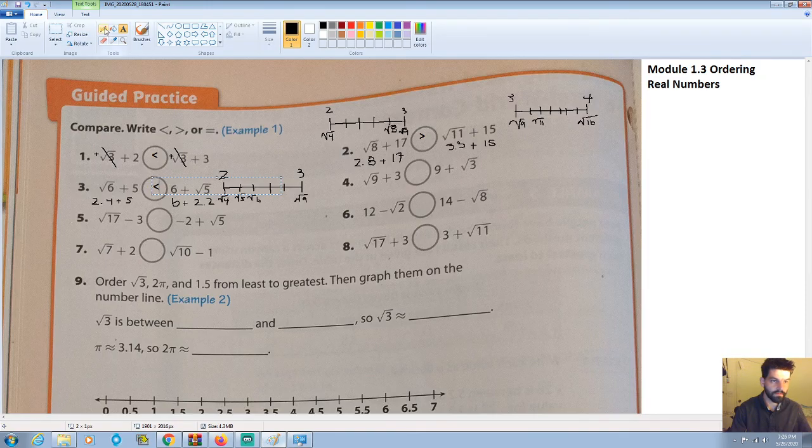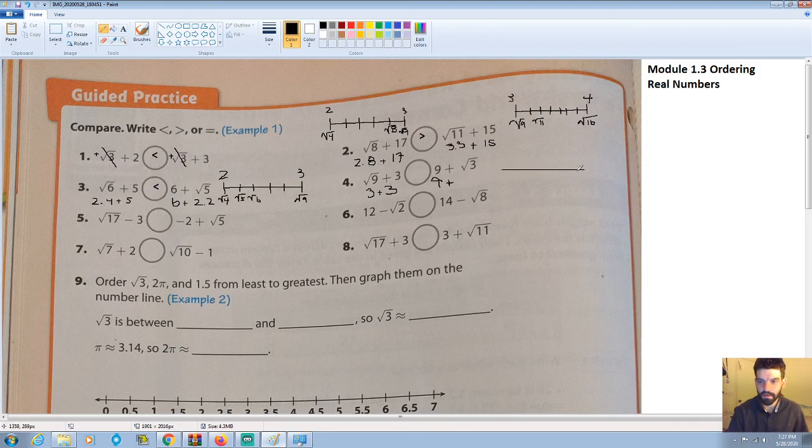Alright, let's look at the next one here. So we have the square root of 9 plus 3 is greater than, equal to, or less than 9 plus the square root of 3. So the square root of 9 is a perfect square root. It's going to be 3 plus 3. And then we have 9 plus the square root of 3. So you may already notice for this one that the right side is larger than the left, because on the left is going to just be 6, and we already have 9 on the right.